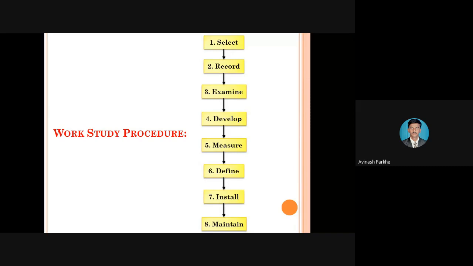But some products and some processes are there in which we have to go for modification. So for that modification, first of all we have to apply the first procedure, that is select, in which we select either the jobs or the process.